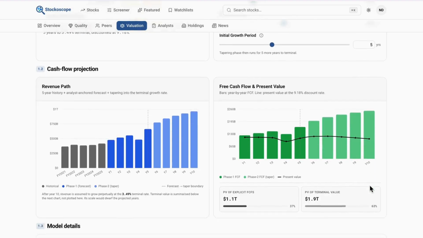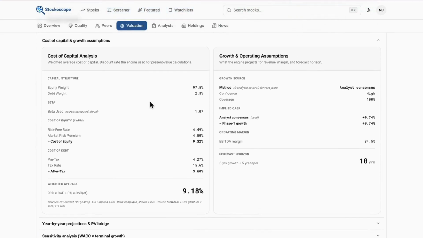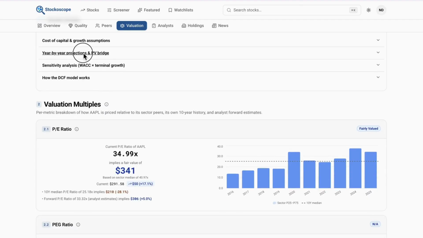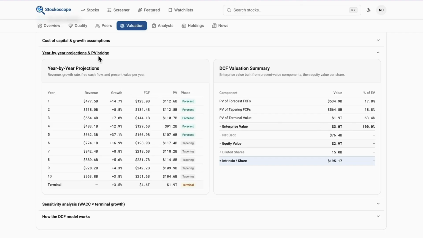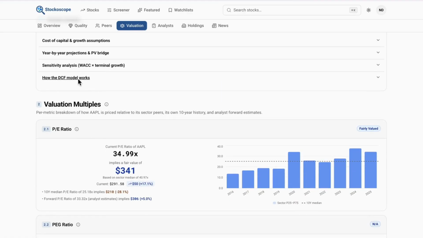For the full workings, expand Model Details. It opens with the cost of capital and growth assumptions, including how the weighted average cost of capital is built. Then the year-by-year projections and the present value bridge. Then a sensitivity analysis showing how the fair value shifts across a range of discount rate and terminal growth combinations. And finally, a plain English explainer of how the model works.